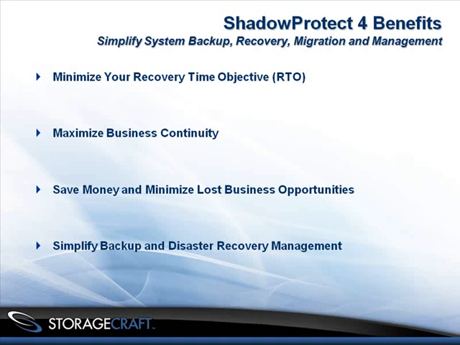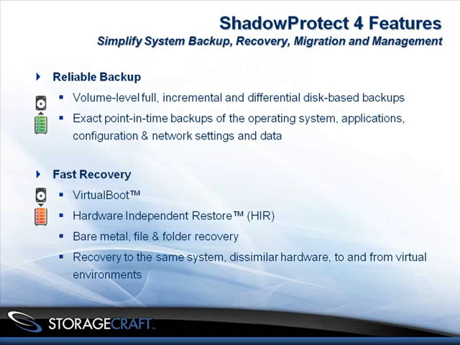By reducing that RTO, you're maximizing that business continuity. You have the ability to save money and minimize lost business opportunities. Again, a missing file, a missing email, a server gone down is going to cause lost business opportunities. We've also made it simple to manage all of your backup and disaster infrastructure with ShadowProtect 4.0. So let's talk about some of the features here.